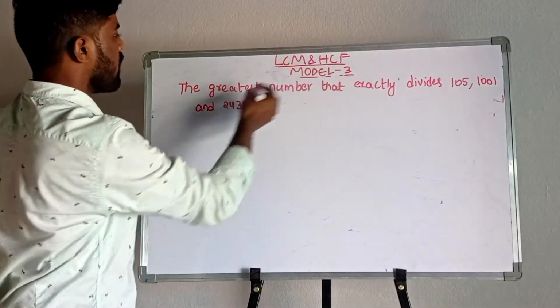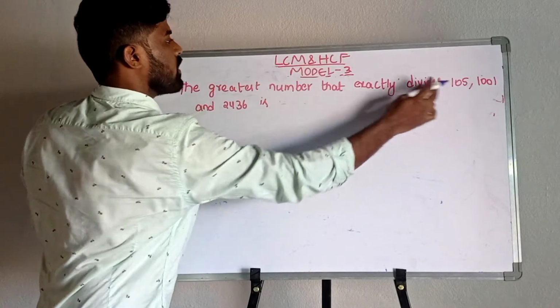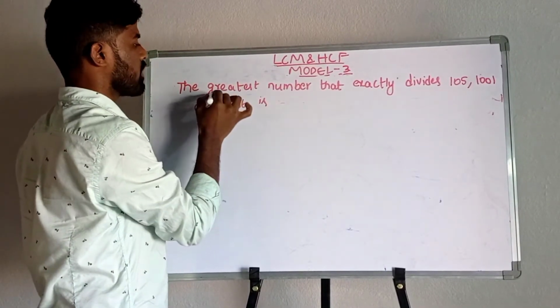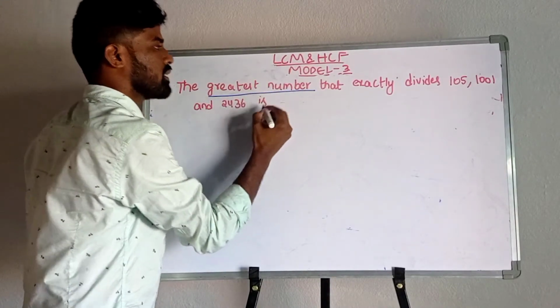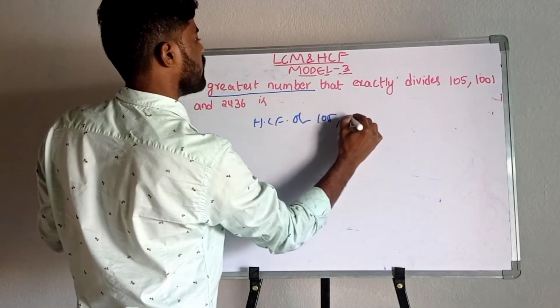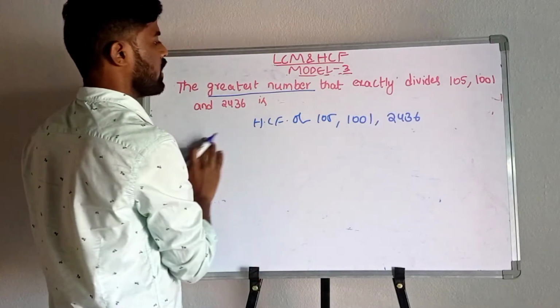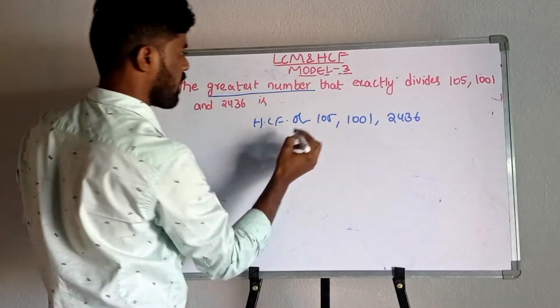Here we will discuss model 3. The greatest number that exactly divides 105, 1001 and 2436 is... We have to find the greatest number. Here the greatest number is nothing but the HCF of 105, 1001, 2436. We have to find the HCF of these three numbers and that will become our answer.